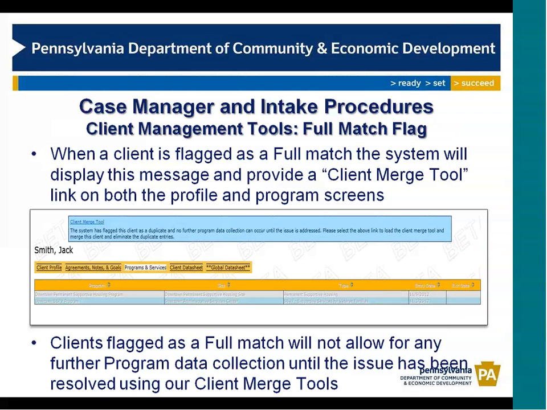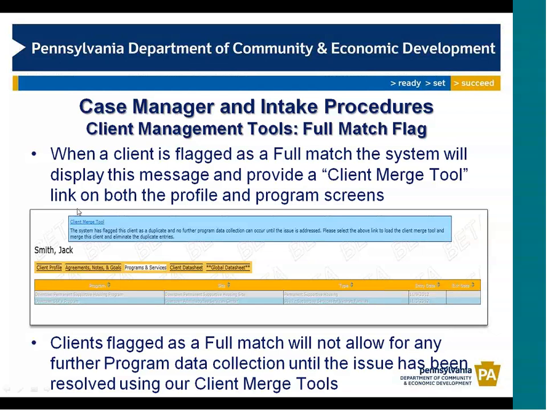It'll do one of two things. A full match is what we regard as a name and a full 9-digit Social Security number matching one or more clients in the system. If that is noticed, when you load the client profile, or go to the program screen, the system will display this flagging message, saying the system has flagged this client as a duplicate, and no further program data collection can occur until this is addressed.